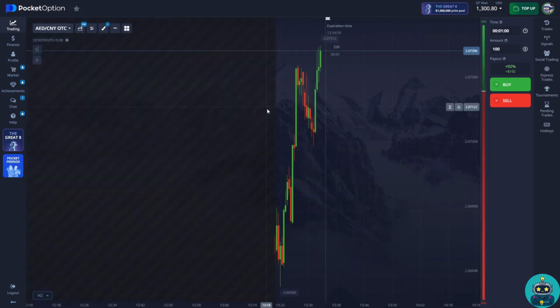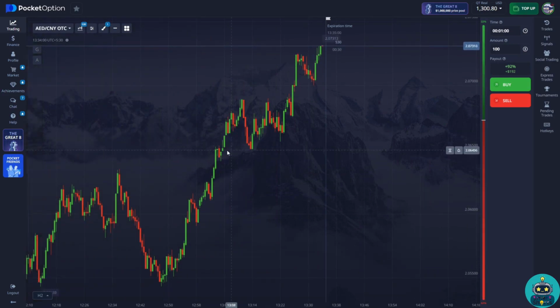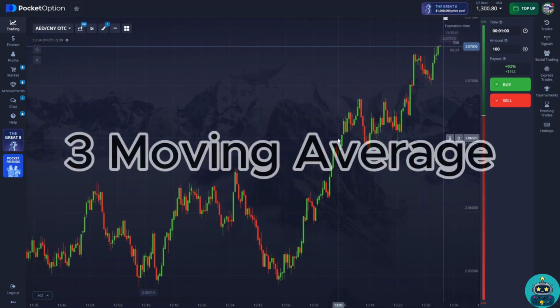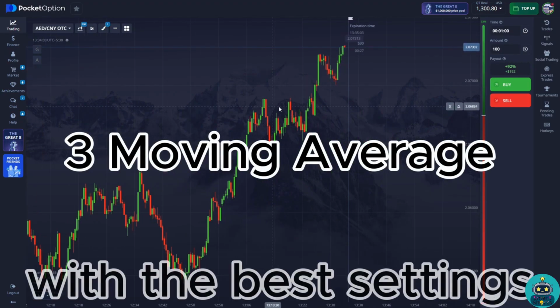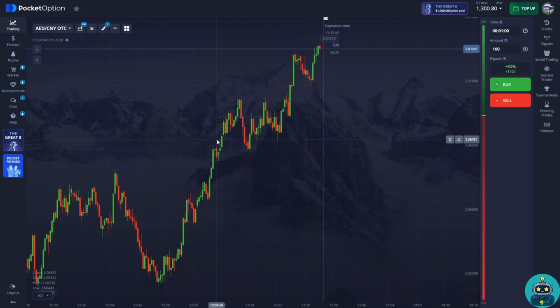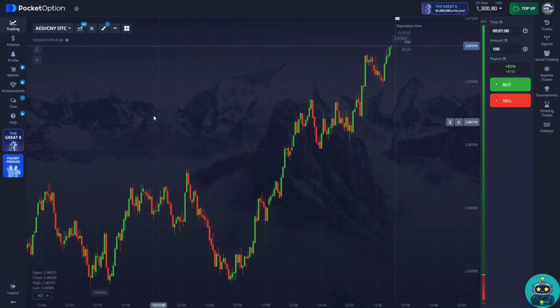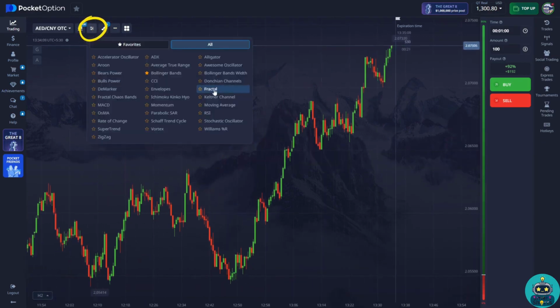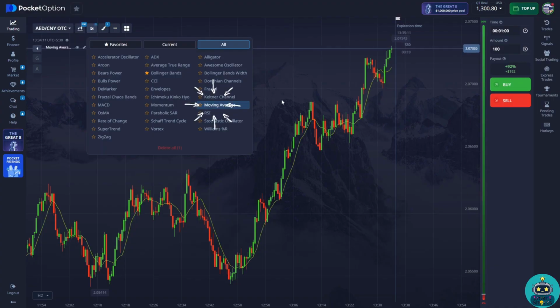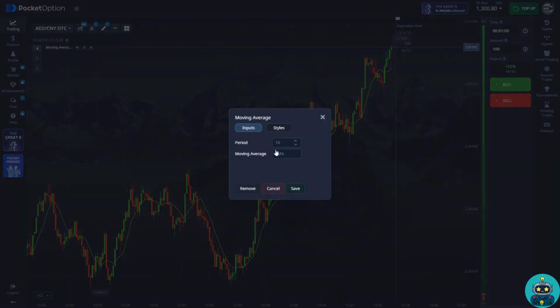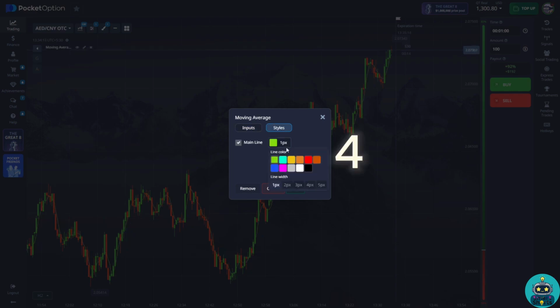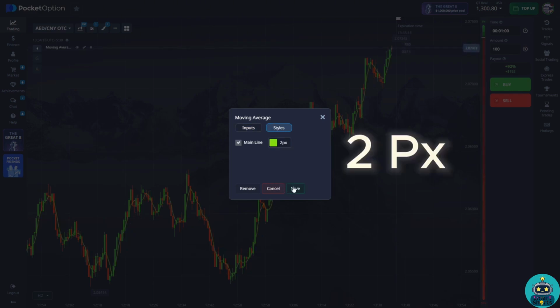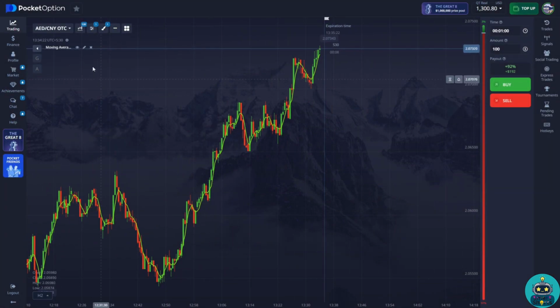In this video we are going to tell you a strategy with the combination of 3 moving average indicators, with the best settings. So first of all, come to the indicator section and select moving average. After doing this, come to settings and change its period to 4, come to style and change its size to 2px, and then save this.